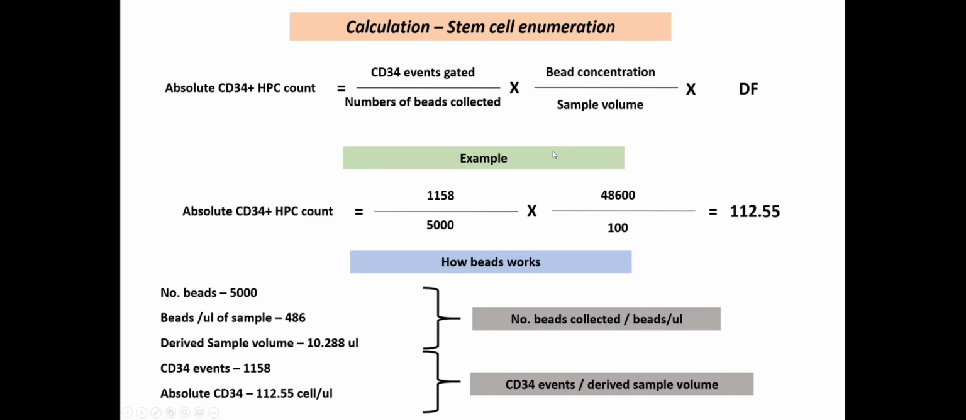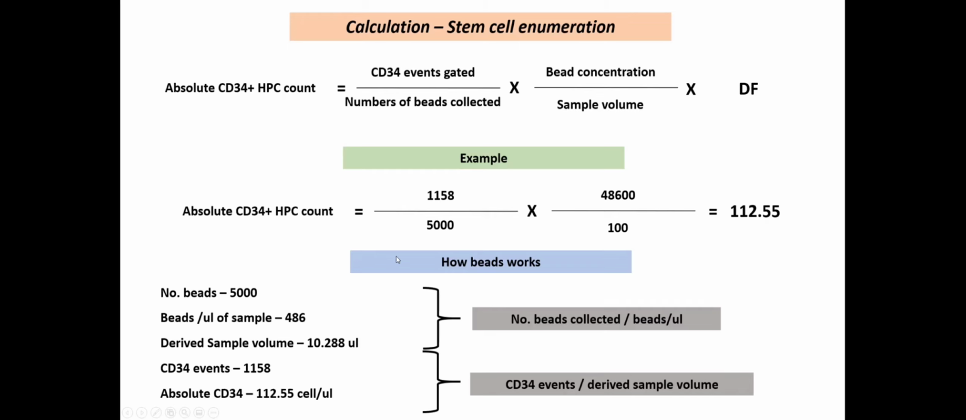So we'll see an example of what happens in this formula. In our assay, the number of CD34 events was 1158. We acquired 5000 beads, and as per the BD kit, the TruCount tubes have 48,600 beads. Sample volume was 100, and the dilution factor was only 1 because we have not diluted the sample in this. If you do the exact calculation, the absolute CD34 stem cells are 112.55 per microliter.